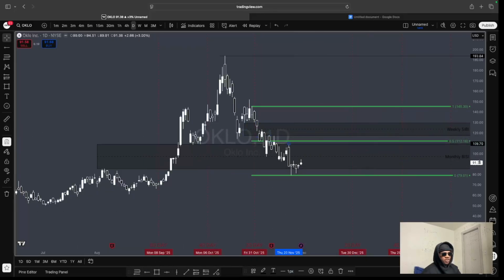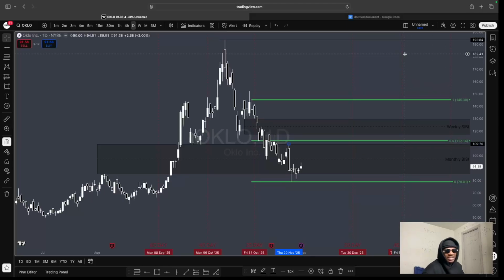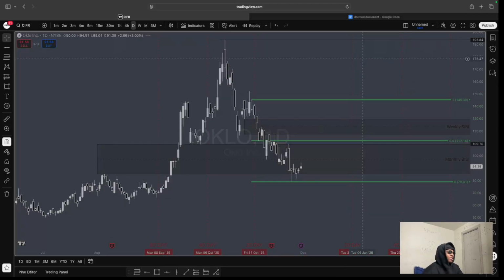This good displacement above this 109.70. After we get a good push above that 109.70, good displacement, I want to see a fair value gap get created during that displacement and push back into that fair value gap. But for right now, I'm not doing nothing on this company. It's getting smacked, but it's a good honorable mention. On to the next one.